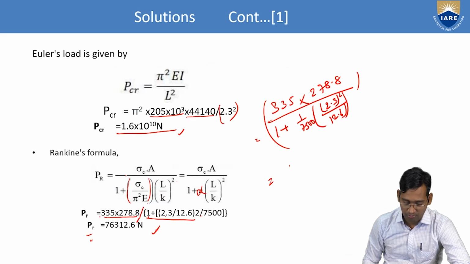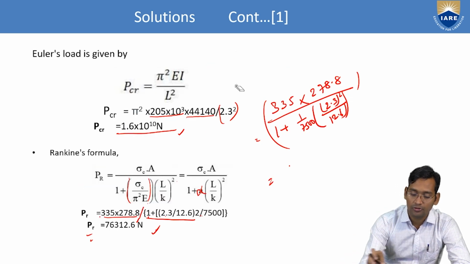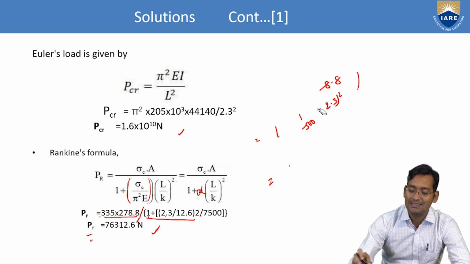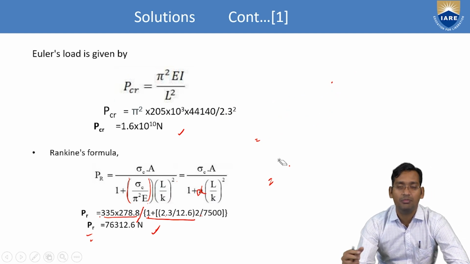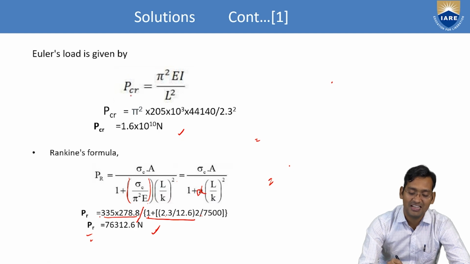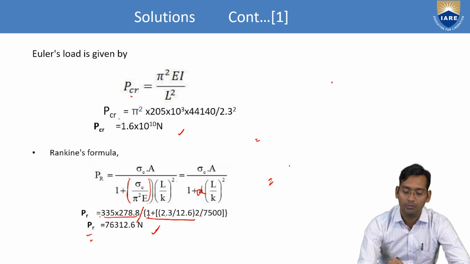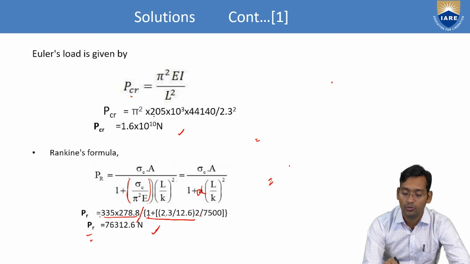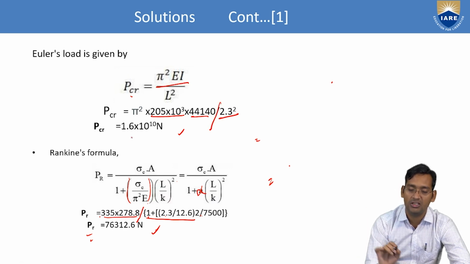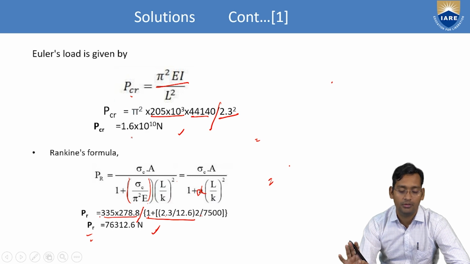Now just apply the formula. So now the formula is PCR equals, that is the crippling load, CR stands for crippling. So PCR equals pi square EI by L square. PCR equals pi square into E, which is 205 into 10 to the power 3, I is this one, divided by 2.3 square. So PCR is 1.6 into 10 to the power 10 Newton.